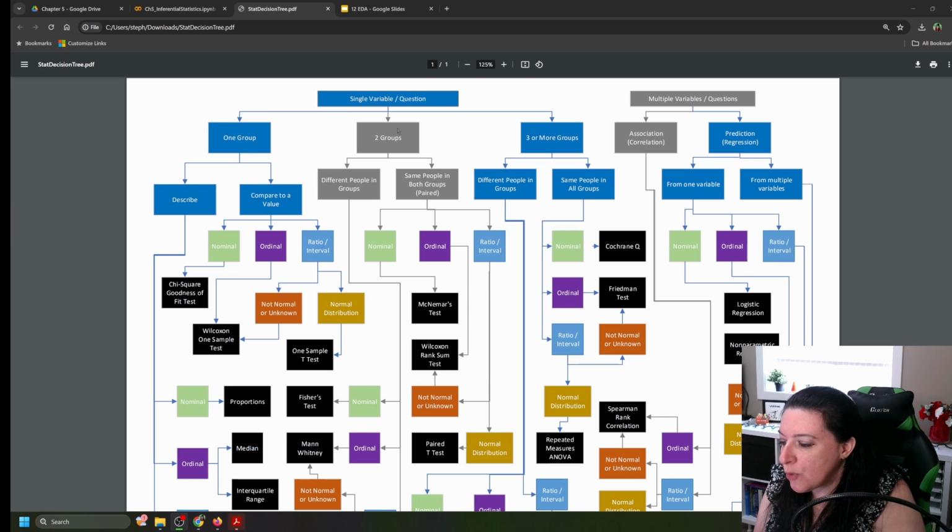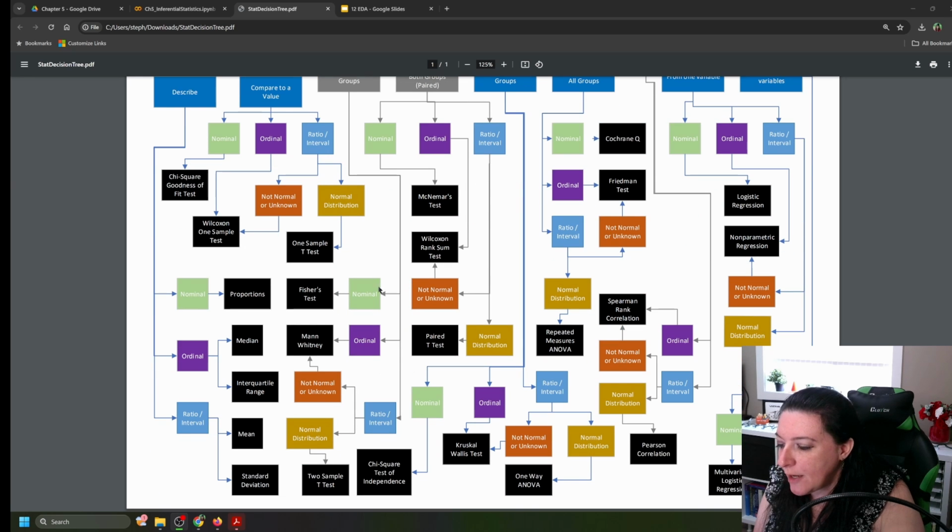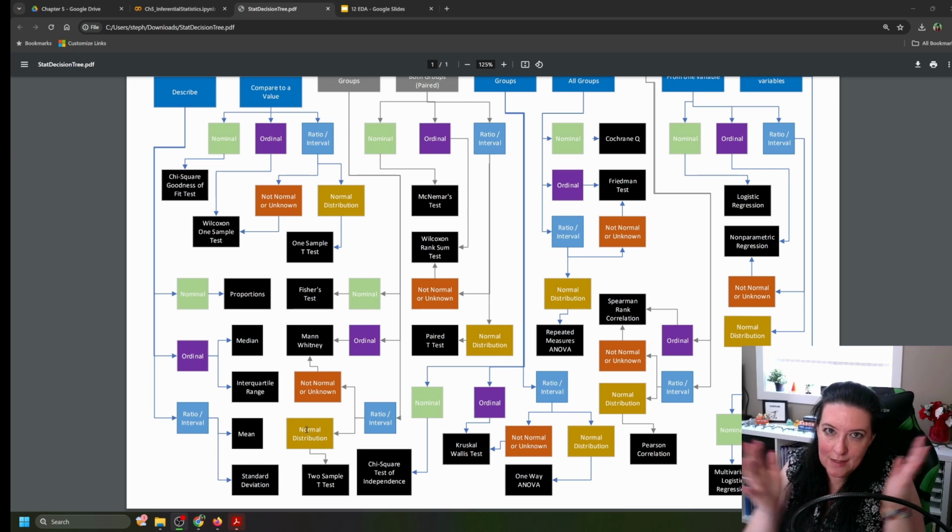So if we have 2 groups with different people in the groups, then following our chart here, if it is nominal data, we will do a Fisher's test. If it is ordinal data, we're going to do a Mann Whitney. And if it is ratio or interval data, and we can assume a normal distribution, we're going to do a 2 sample t-test.